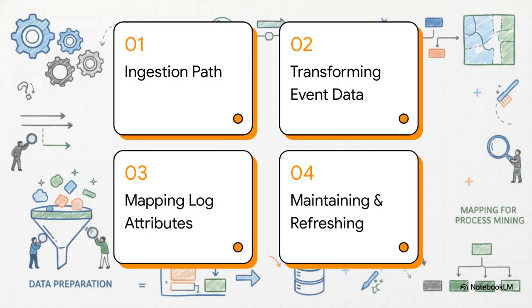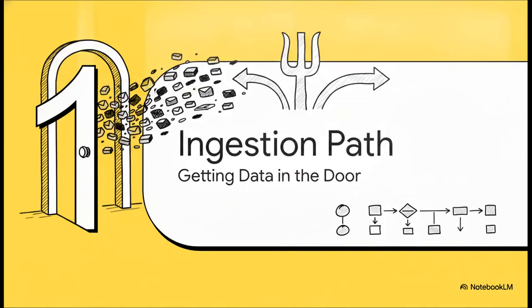Okay, let's dive into this checklist. We're going to cover choosing your ingestion path, transforming your event data, mapping mandatory log attributes, and finally, maintaining and refreshing your data. Starting with Section 1, choosing your ingestion path.